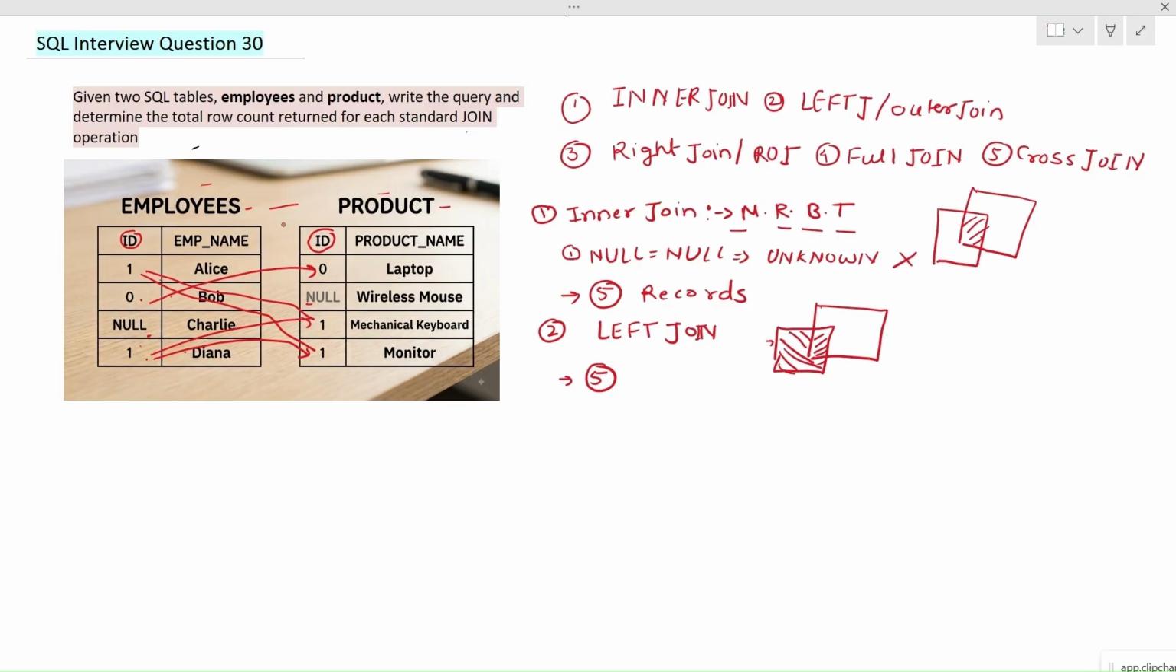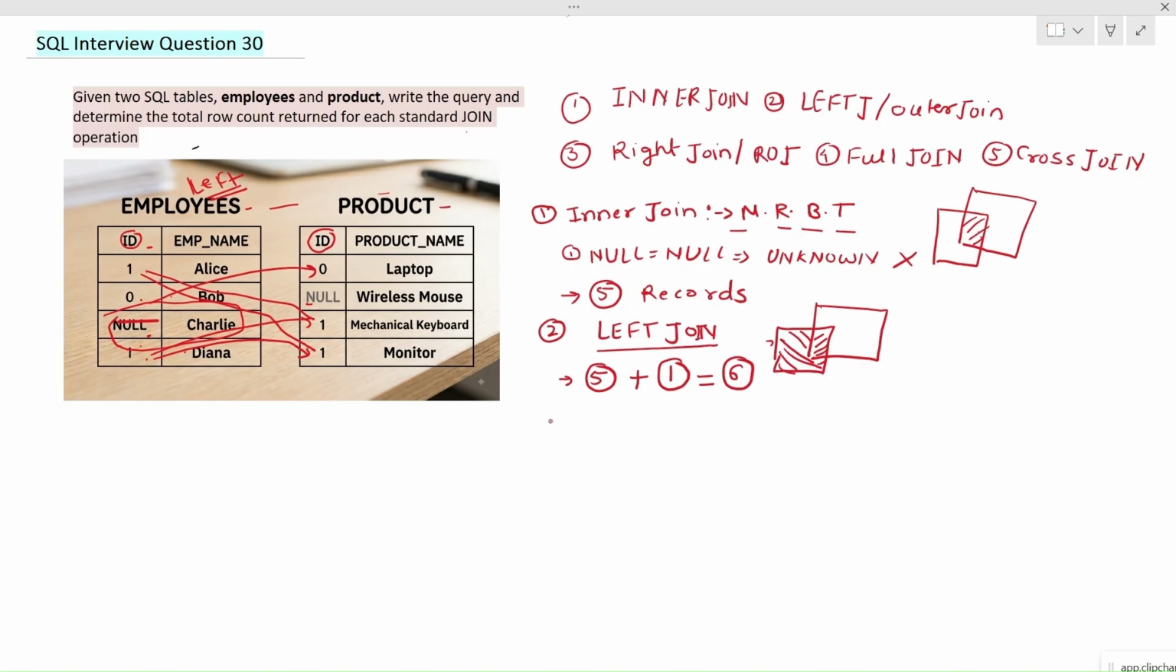And if you see the id in the employee table, this is the left side table. And how many unmatched rows are there? Only one single unmatched row is present on the left-hand side table. So matching rows from both tables plus unmatched rows from the left-hand side table is the left join result. So in a left join, we will get six records.